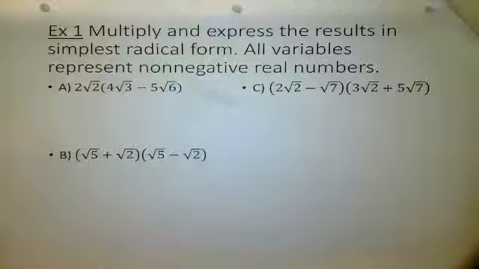If there are variables, we're just going to assume that they're non-negative real numbers. We're going to do what it says today. Multiplying radicals is super easy. So our first problem here, 2 radical 2 times the quantity 4 radical 3 minus 5 radical 6.